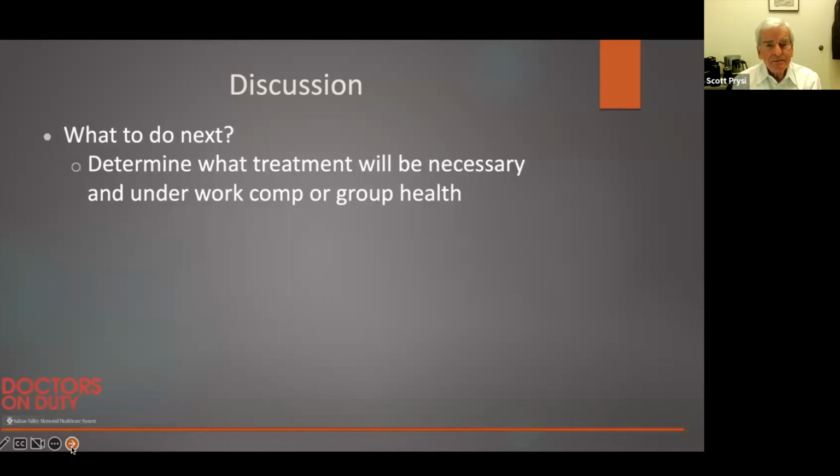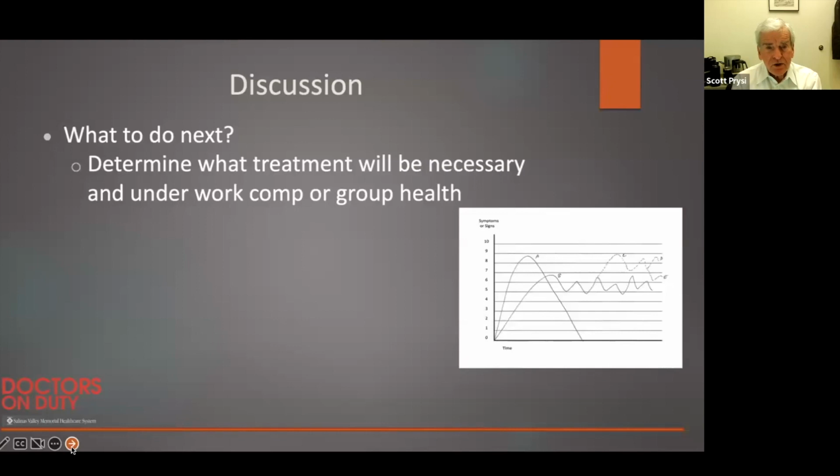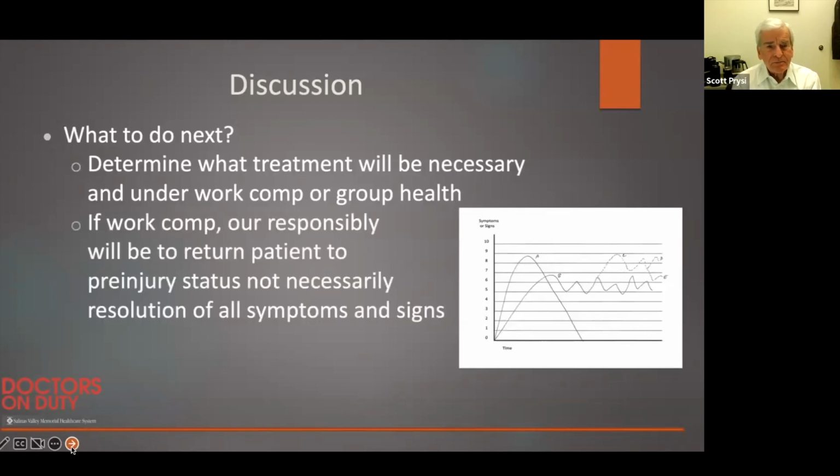One more slide. And here, just a reminder of what we're looking at with the graph, and one more slide. The important thing here is work comp, our responsibility, I think there's a typo there, will be to return the patient to pre-injury status, not necessarily resolution of all signs and symptoms. So that is the other reason to have assessed what the severity of the pre-existing problem was.